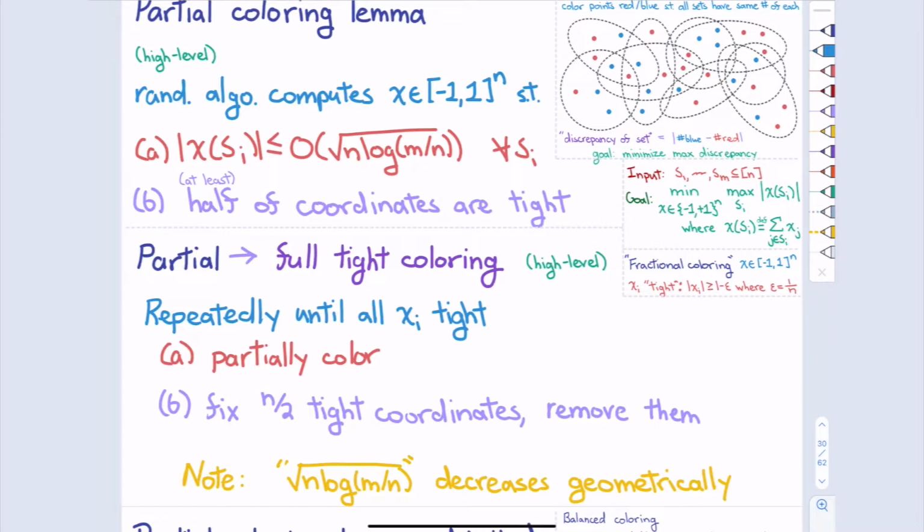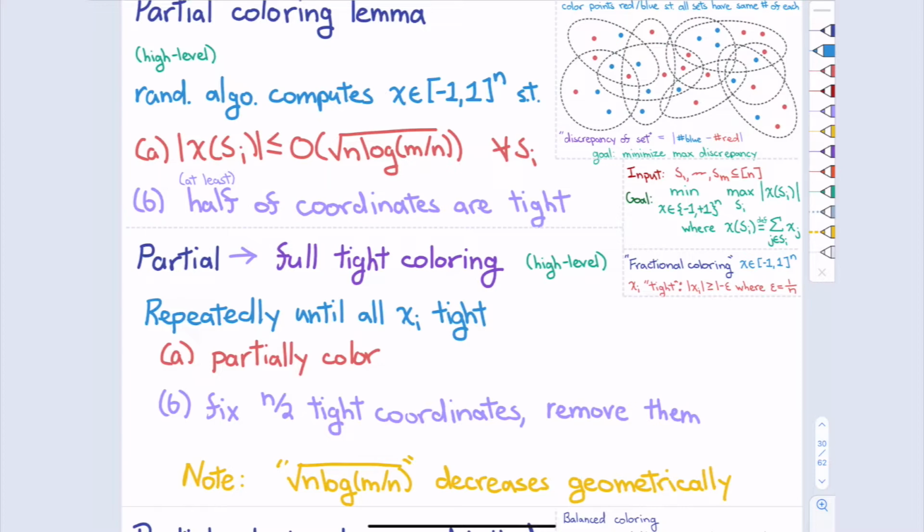And even at this high level, not all the math works out yet, so you should be a little dubious. But I can still point out, each iteration I'm going to hopefully get rid of half of the coordinates. So n is dropping by half at a time. And each partial coloring, at some level, I'm paying some kind of square root n-ish penalty for each set. But one thing very nice is that each iteration I'm removing n over 2 coordinates. So the first iteration I pay roughly square root n. The next iteration I pay roughly square root n over 2. The next iteration I pay roughly square root n over 4.